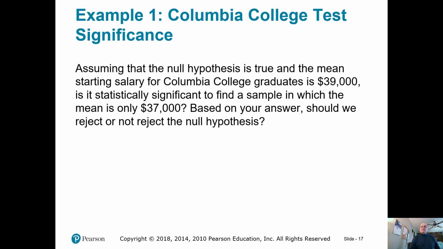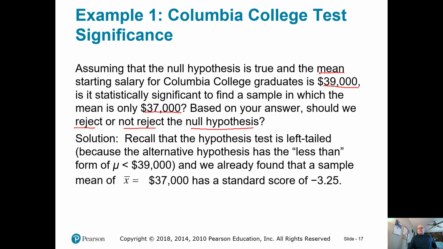So if the null hypothesis is true, then we're saying the mean starting salary is $39,000. Our sample says $37,000. What does that say? Do we reject or not reject the null hypothesis? Well, we got the 37,000. That gave us a standard score, which I prefer to call ZT because it's for our test statistic, and it's negative 3.25 standard deviations to the left of that mean that we're accepting for the time being.